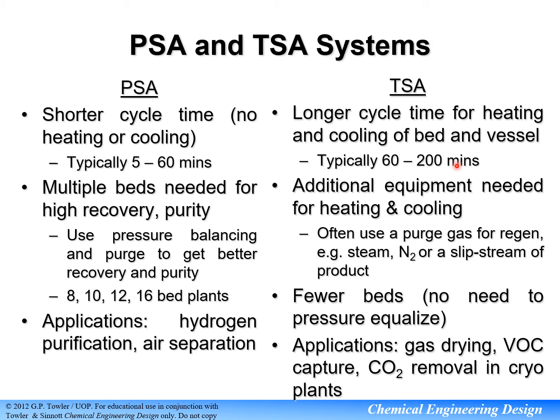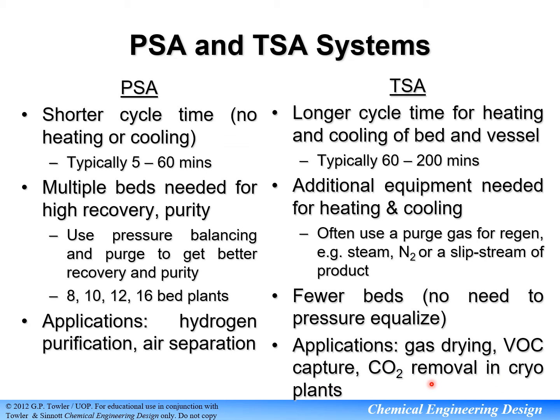For TSA, we need additional equipment, for example heating and cooling equipment. Normally it will use a purge gas for regeneration, for example steam, nitrogen or a slipstream of product. For the TSA it will need fewer beds because we do not need to perform the pressure equalization. The applications for TSA are gas drying, VOC capture, and CO2 removal in cryo plants.